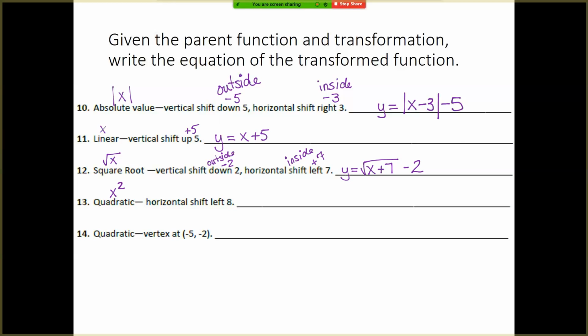For question 13, we're told to use a quadratic. Quadratic is just x squared. And then we're using a horizontal shift. Horizontal shifts are inside. And then I want to shift left 8. That would be a +8 on the inside. So y equals (x plus 8) squared.